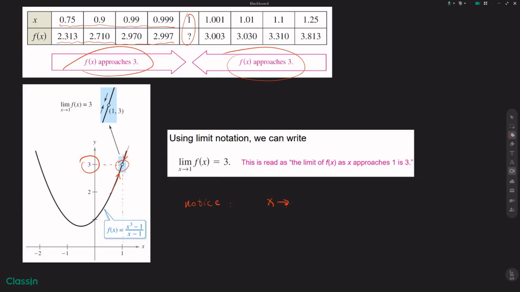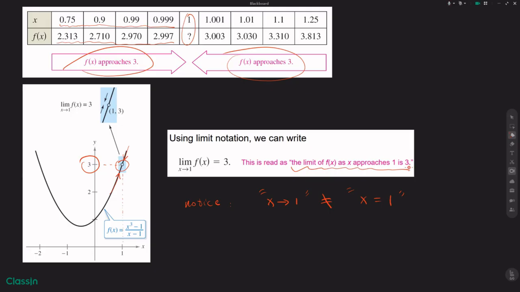between you draw an arrow between an x and a 1, so you're saying that x is approaching 1, and you claim that x is equal to 1, right? They are two different things, okay? Now, what does it mean? The limit of f of x as x approaches 1 is 3.